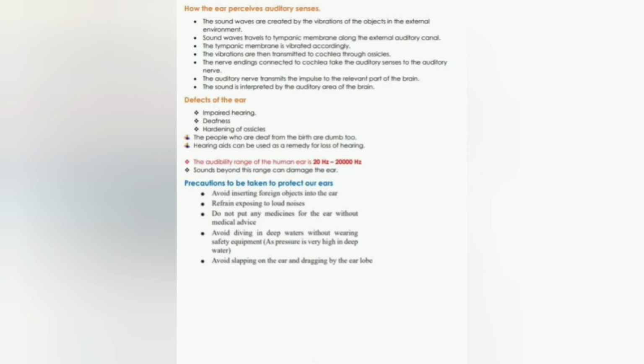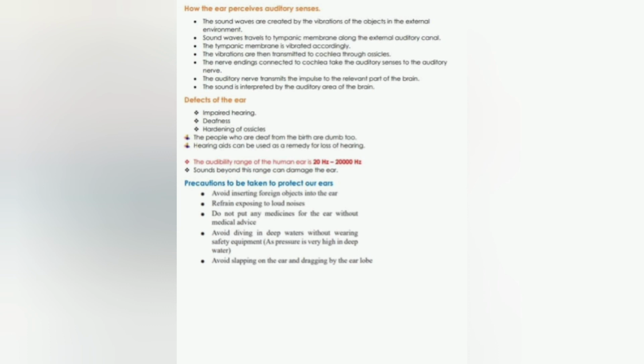How the ear perceives auditory senses. The sound waves are created by the vibrations of the objects in the external environment. Sound waves travel to tympanic membrane along the external auditory canal. The tympanic membrane is vibrated accordingly. The vibrations are then transmitted to cochlea through ossicles.